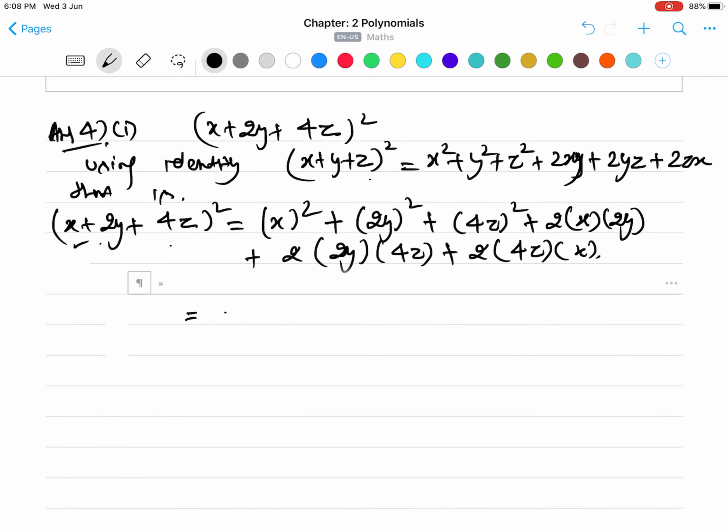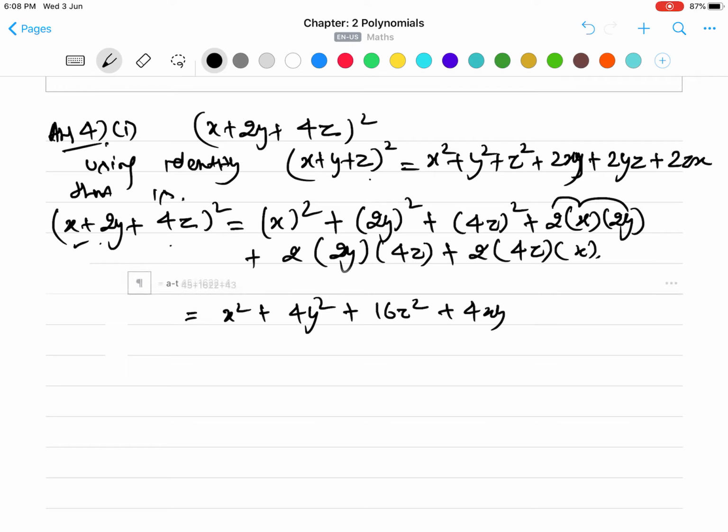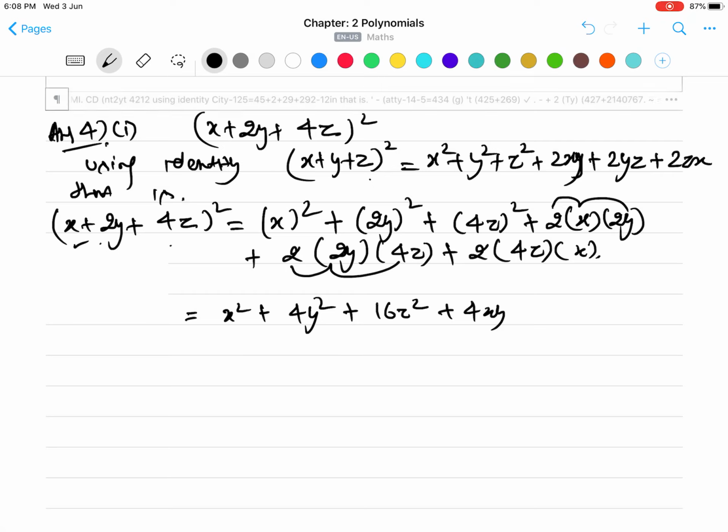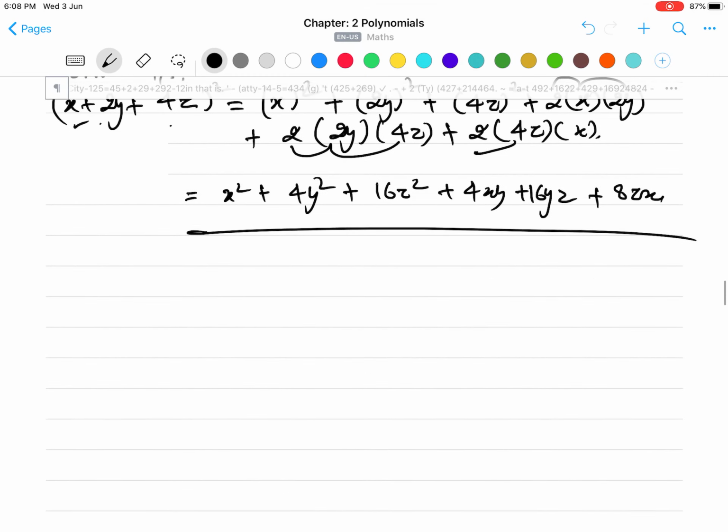So now solve this one, you will get x whole square is again x square, 2y whole square is 4y square, plus 4z whole square is 16z square. Okay, now 2 into x into 2y will be 4xy, and 2 into 2 into 4 will be 2 into 2 is 4, 4 into 4 is 16yz, and in the end we have 2 into 4 is 8zx. So this is the solution of this given expression. Come to the next part.